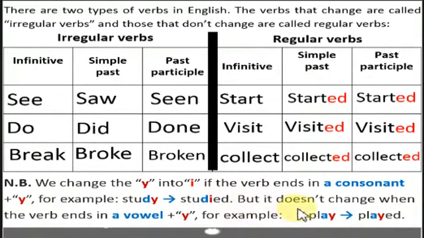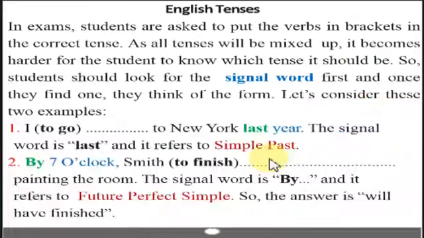But it doesn't change when the verb ends in a vowel plus y. For example, play becomes played. So هنا عندنا vowel plus y، كنخلي ديك الواو بلاصتها كما هي وكنزيدو اي دي بحال لي فيرب الاخرين بحال start, visit and collect. Okay, so let's move on to talk about the English tenses.